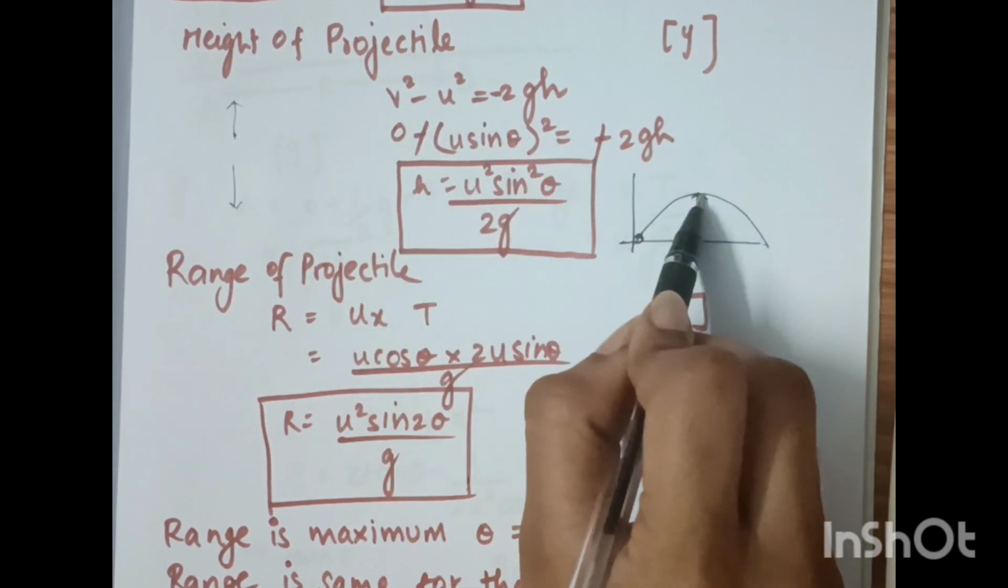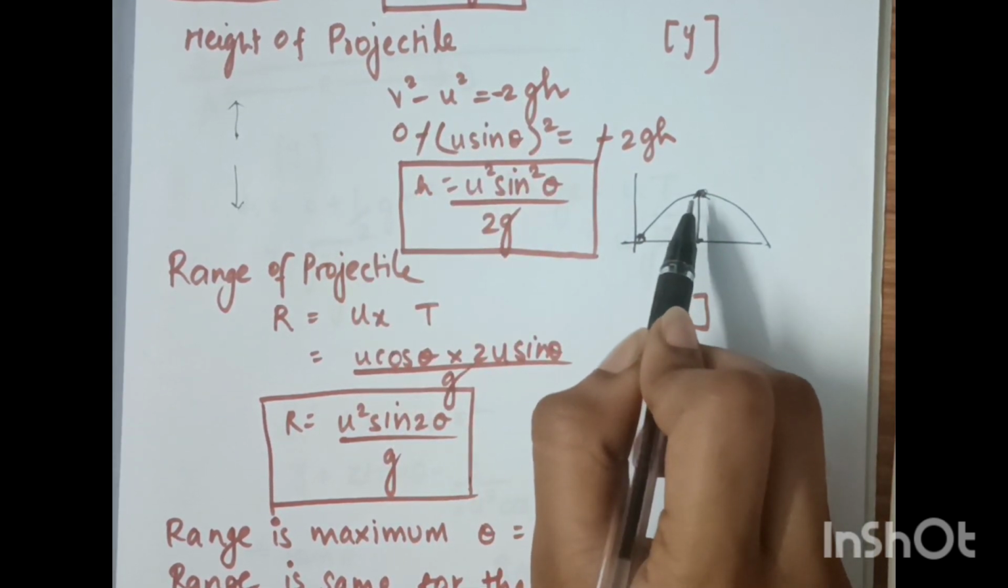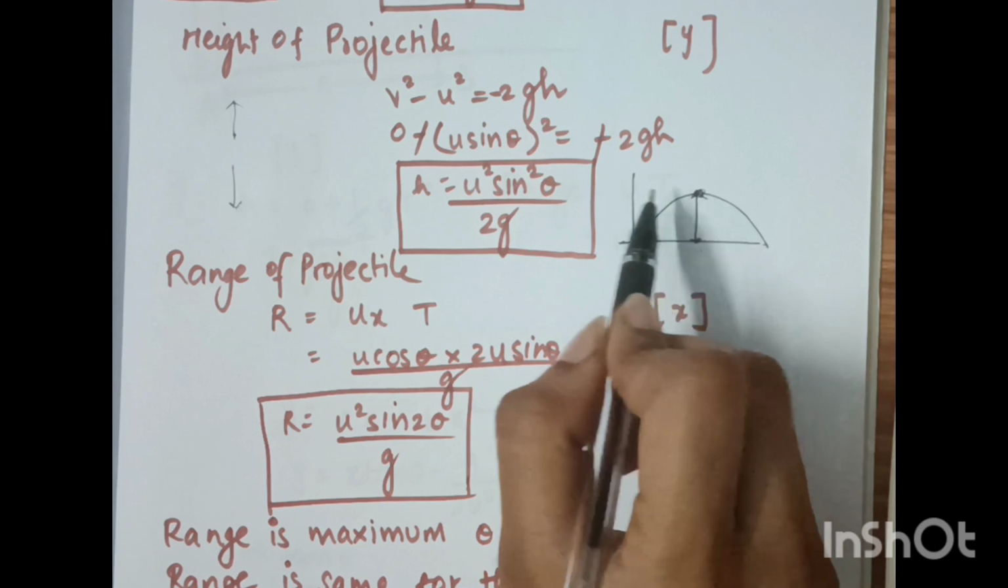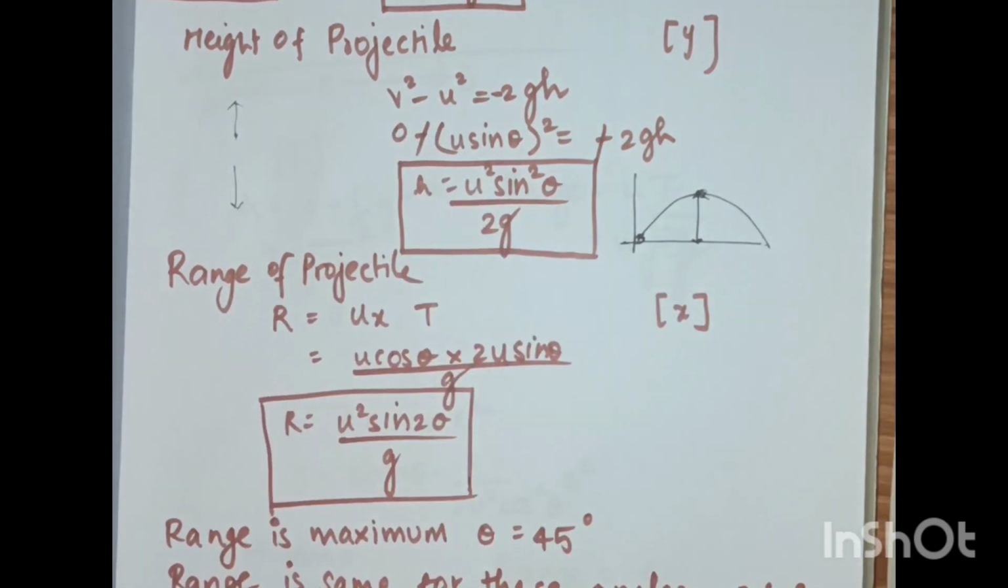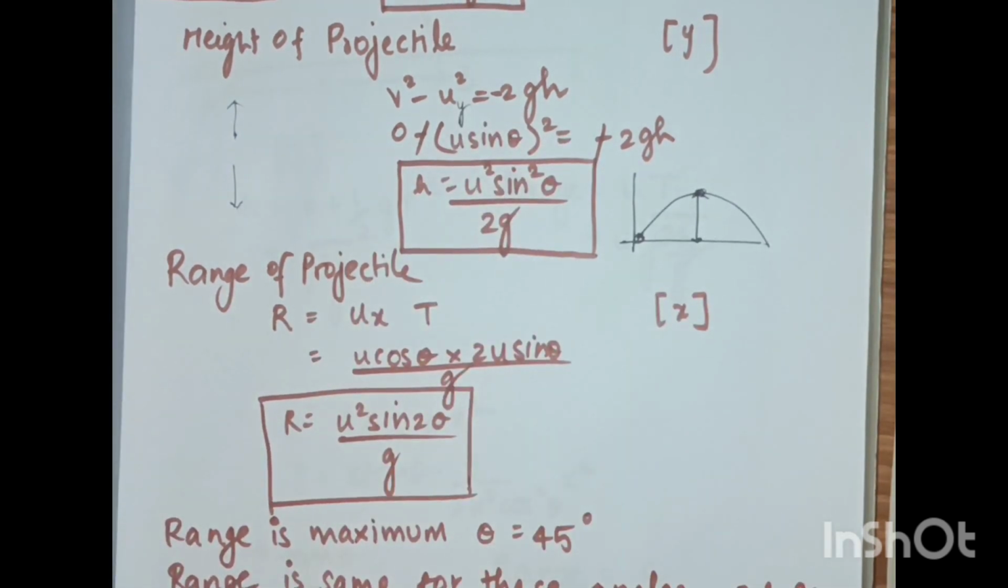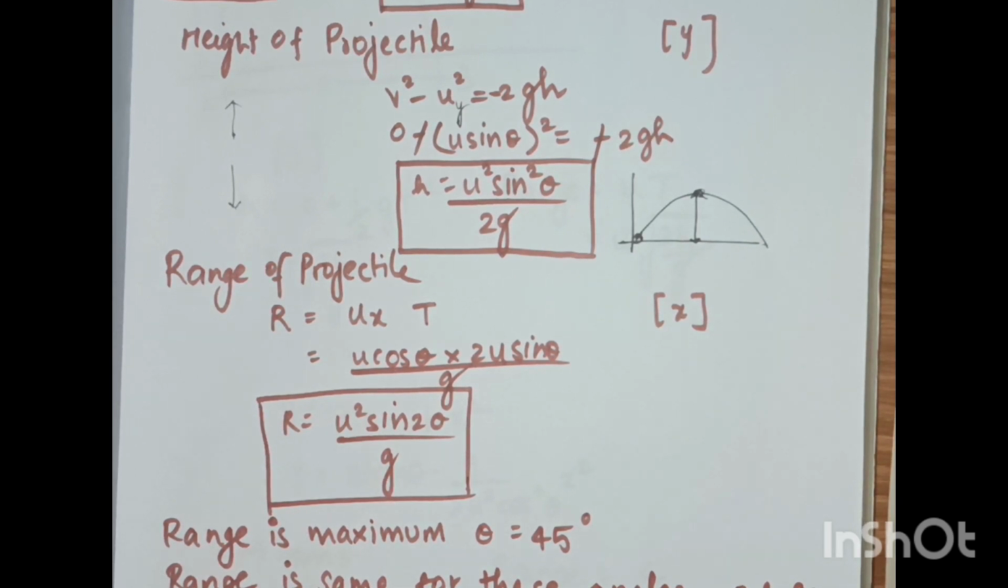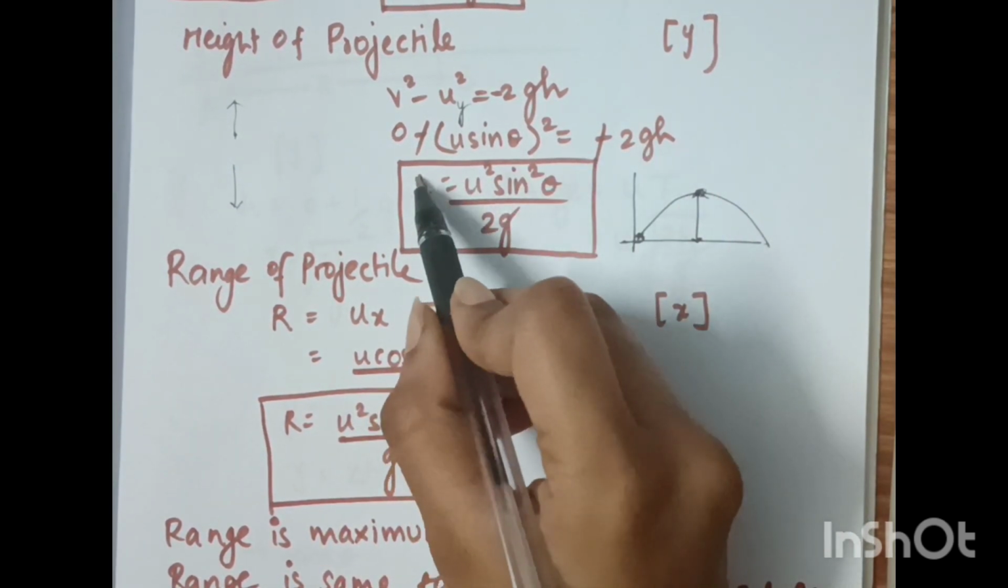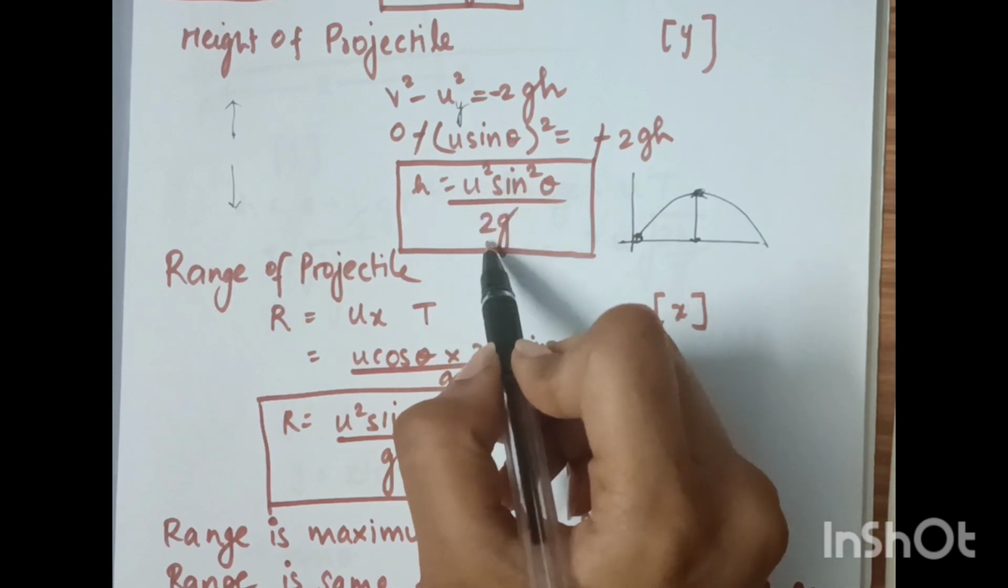Again, at maximum height the vertical component of velocity becomes 0. So it is 0 minus u sin theta whole square, because u is nothing but uy, equals minus 2gh. So we are getting h equals u square sin square theta by 2g.